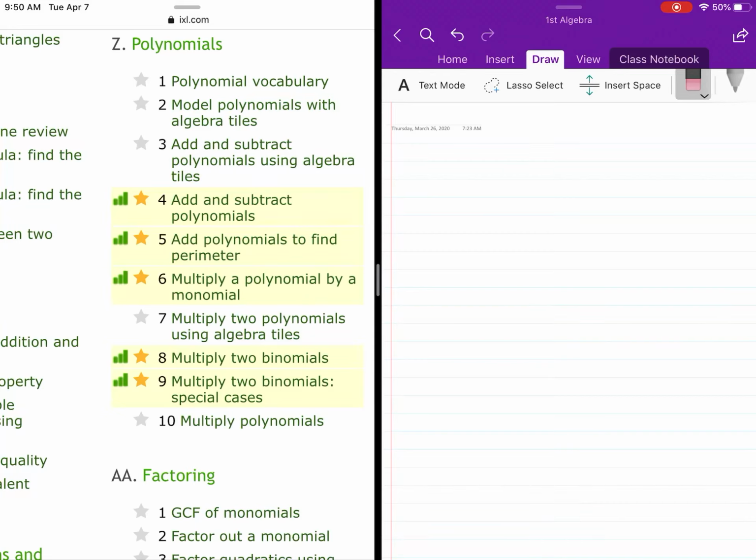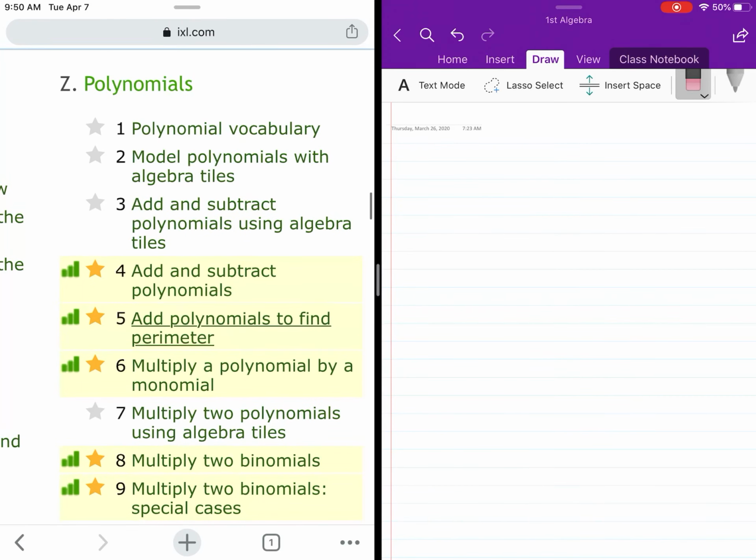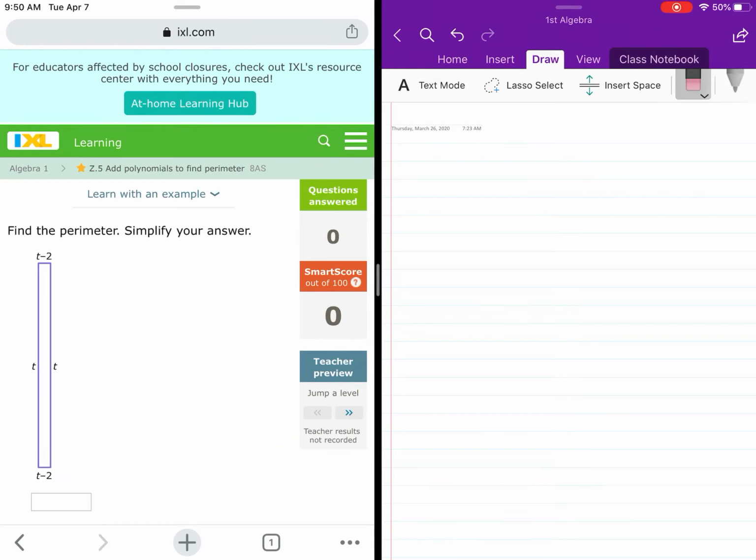For this next topic, we are going to be working on Z, polynomials, topic number 5. So Z5, add polynomials to find perimeter. Okay. So what you're going to be doing here, now all you're doing is adding. So you're going to be adding everything that they give you there. You have to rewrite them in order to be able to add them correctly.